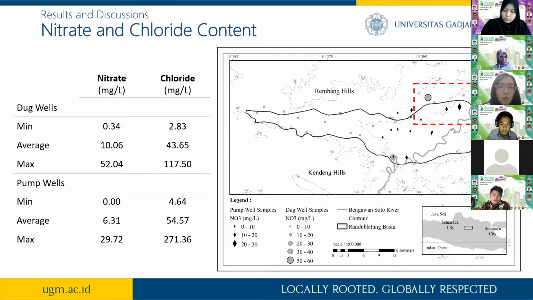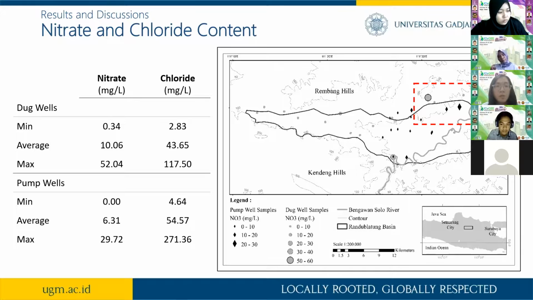So these are the results of nitrate and chloride content in the groundwater of Randu Blatung Basin. We can see here that the nitrate content in the dug wells is between 0.3 to 52 milligrams per liter, and in the palm wells is between 0 to 29.7 milligrams per liter. And the chloride content in the dug wells is between 2 and 117 milligrams per liter, and in the palm wells is between 4 to 271 milligrams per liter. The permissible limit of nitrate content in drinking water based on the WHO and Ministry of Health Indonesia is 50 milligrams per liter, while the chloride content allowed is 250 milligrams per liter in drinking water.